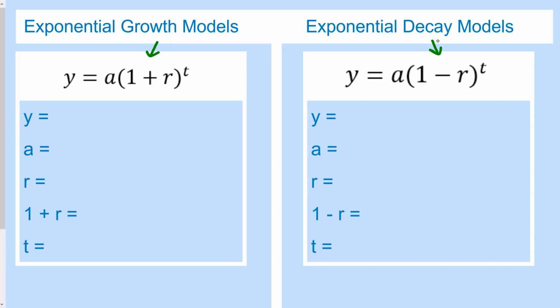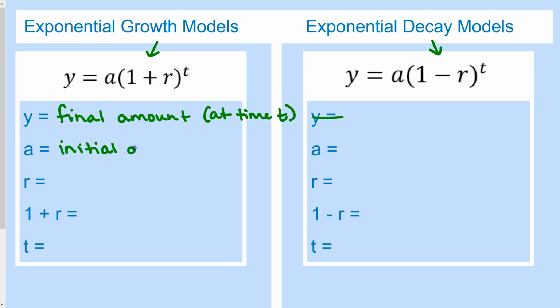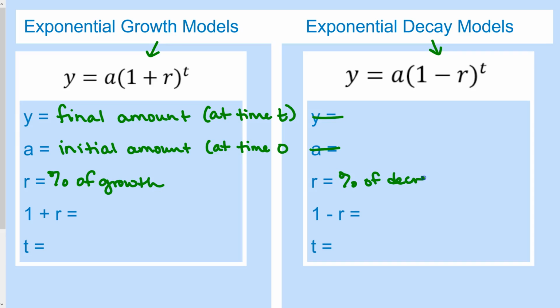So y in both cases is the final amount, or the amount at time t. We don't need to define it twice. A is the initial amount, which means the amount at time 0. R is either the percent of growth or the percent of decrease. So in this case, it's the percent of growth, and in this case, it's the percent of decrease. And we need to convert it to a decimal.